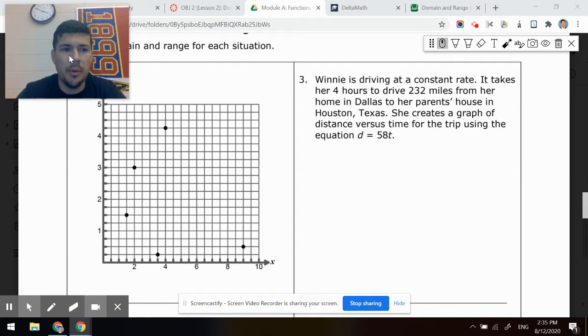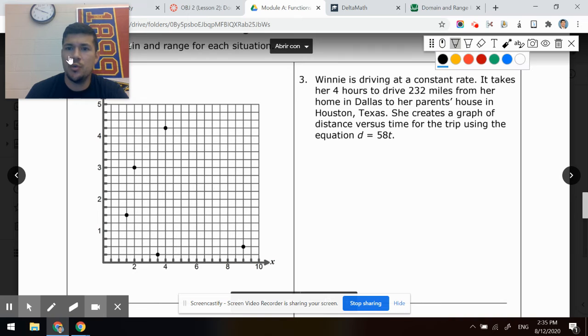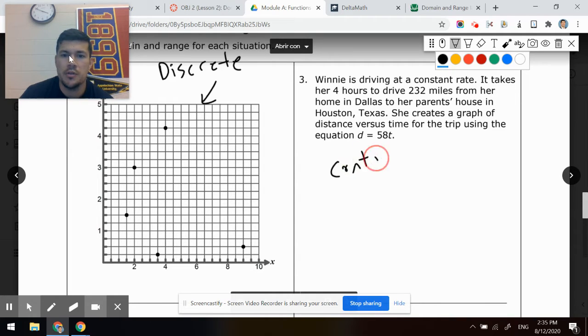Let's talk about one last thing with domain and range. So domain and range really has two different possibilities. There is what you call discrete domain and range, or what you can call continuous domain and range. All right, so discrete domain and range, let's look at the difference between it and continuous.